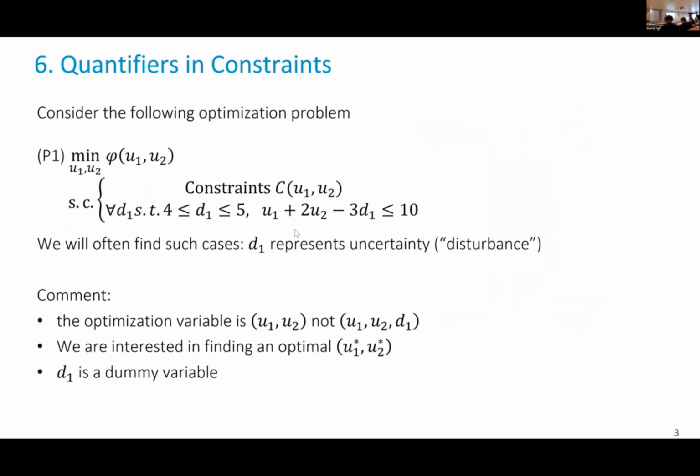Well, we will see an example in a few more minutes. You can easily imagine the kind of reason for this. Assume we have an optimization problem like this. It is a minimization problem. We want to minimize some function of U1, U2.